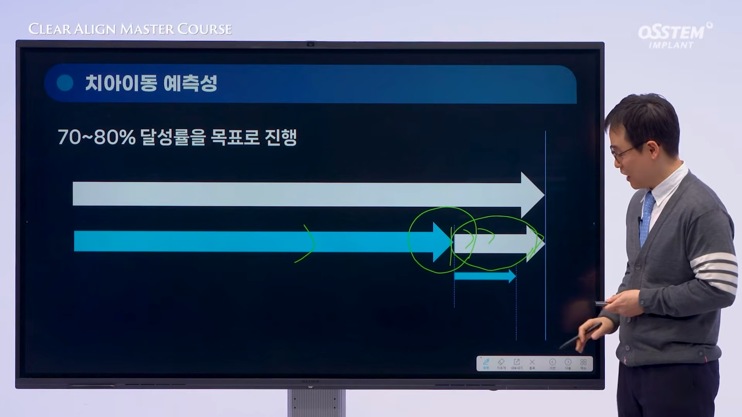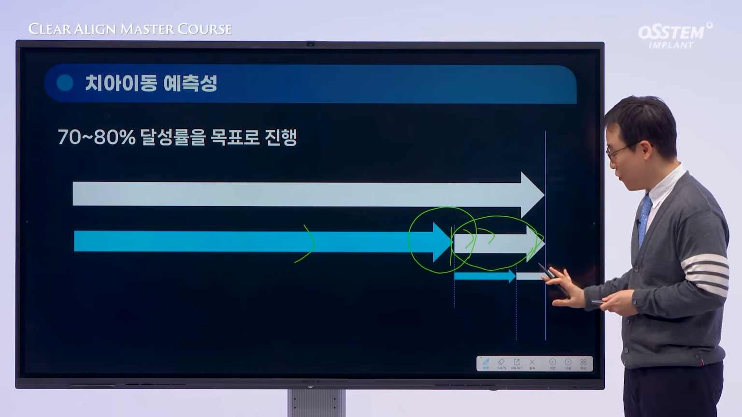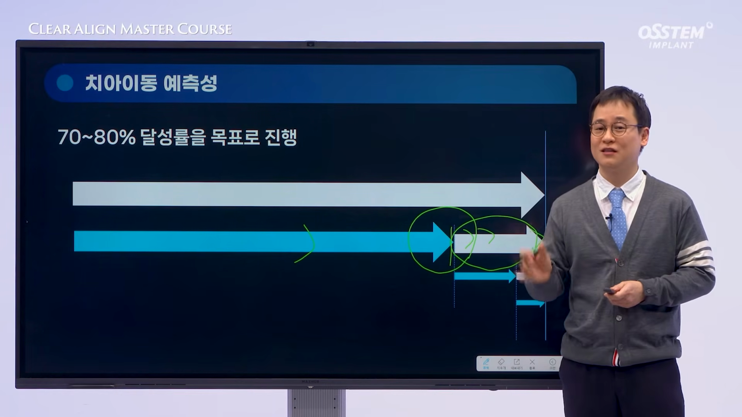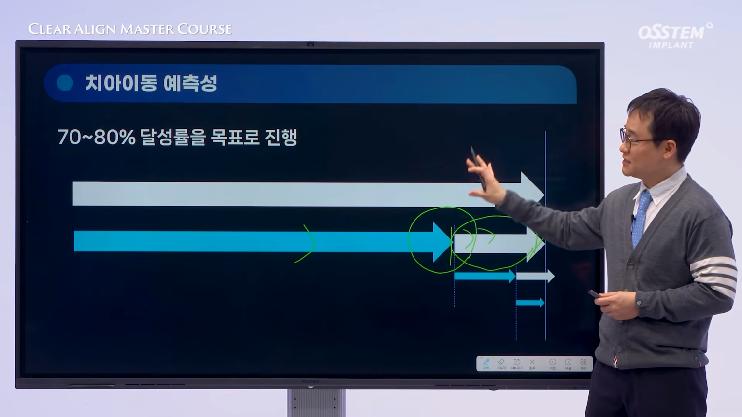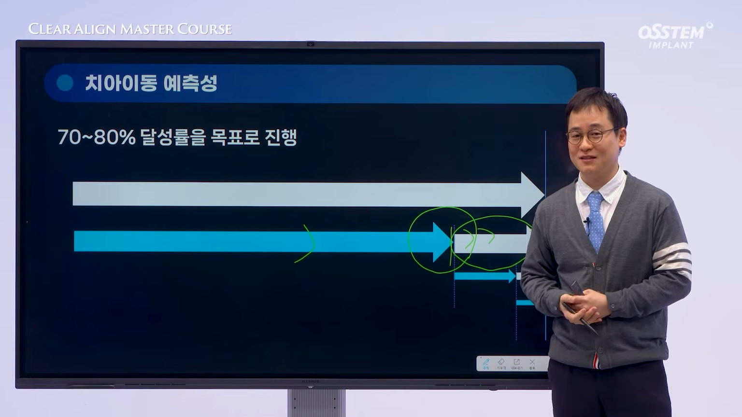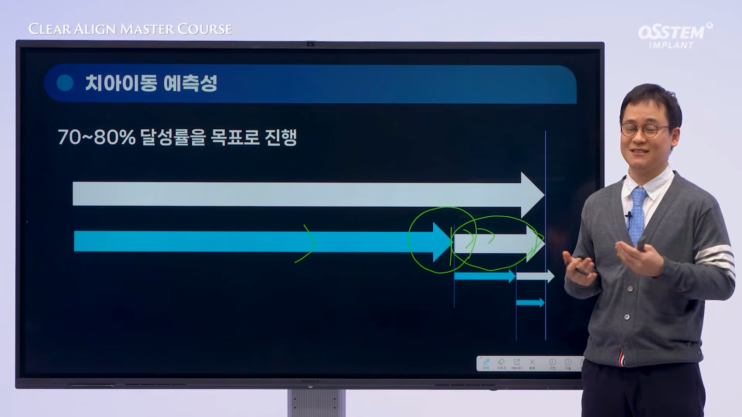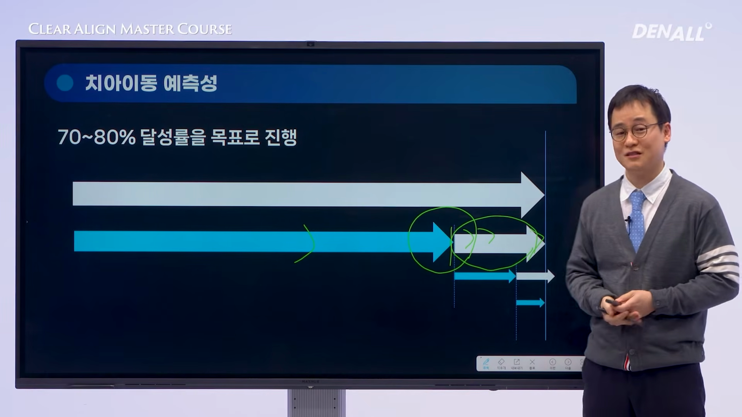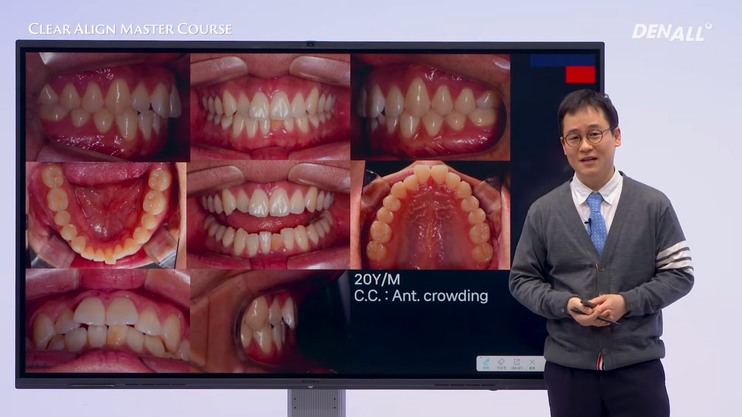And even if we don't reach 100% at first, we can make a treatment plan for overcorrection to reach the desired position. That's why understanding the predictability of tooth movement is so important, so you don't blame the clear aligners or feel disappointed. It's important to recognize this inherent characteristic from the start.